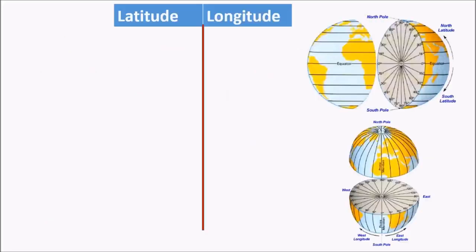Let's look at the comparison between latitudes and longitudes. Latitudes are also called parallels. That is because each latitude is parallel with every other latitude. Whereas longitudes are called meridians. Meridians are simply lines that run from pole to pole, that is from North Pole to South Pole. These lines just simply join North Pole and South Pole. They're not complete circles like latitudes. Latitudes are complete circles that circle around the Earth along its surface, whereas the longitudes are simply a line joining North and South Pole.